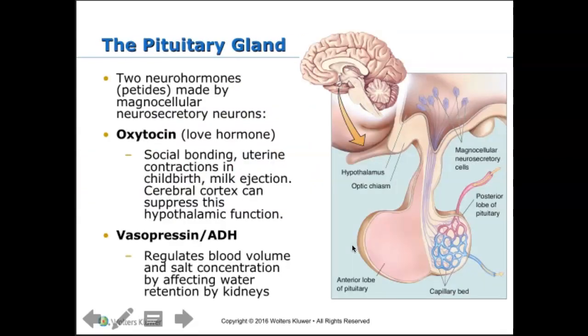Let's look at the neurosecretory cells. So the way that the hypothalamus communicates with the body is through the pituitary gland. Right here you have a nice picture of the pituitary, and you can see that it's divided into two portions. The anterior portion and the posterior portion. Posterior towards the back, anterior towards the front.